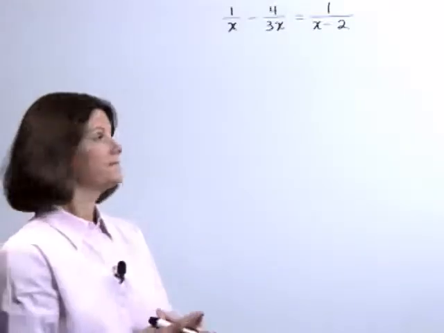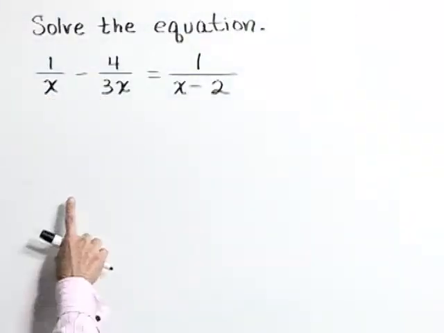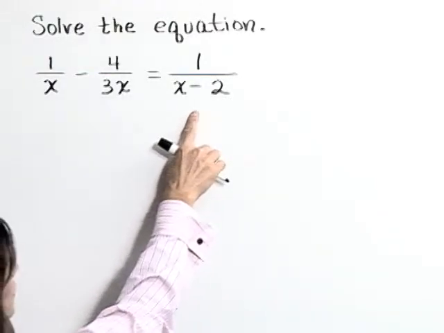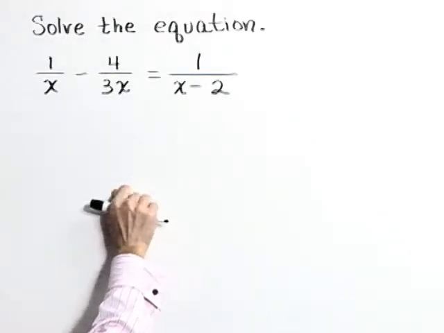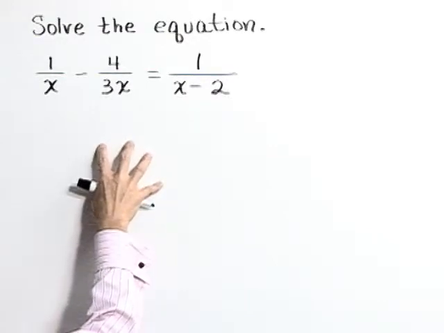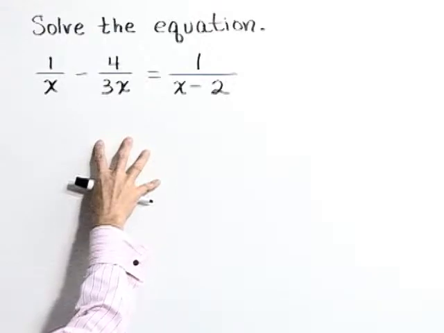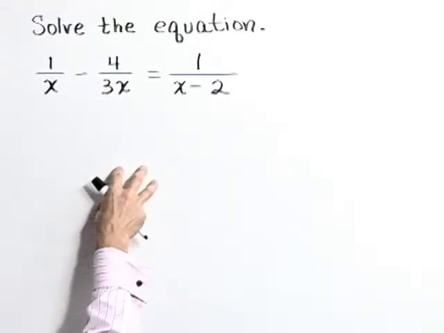Solve the equation. 1 over x minus 4 over 3x is equal to 1 over x minus 2. Here we have a rational equation. I'm going to start by identifying values for x that cause this equation to be undefined.